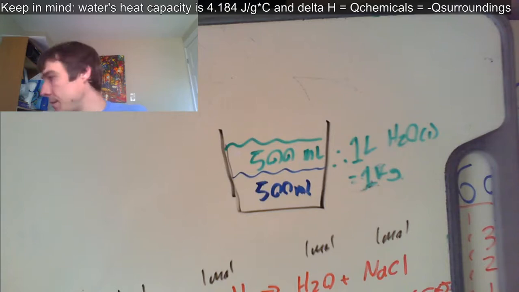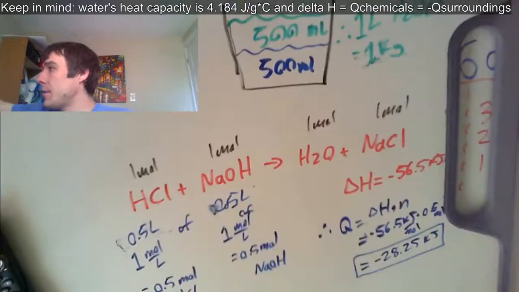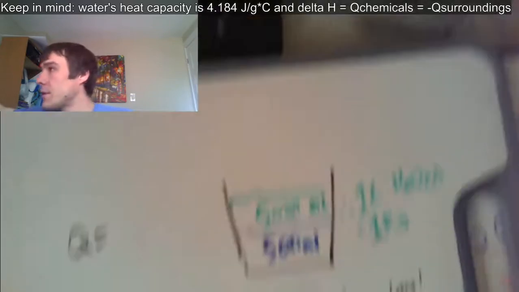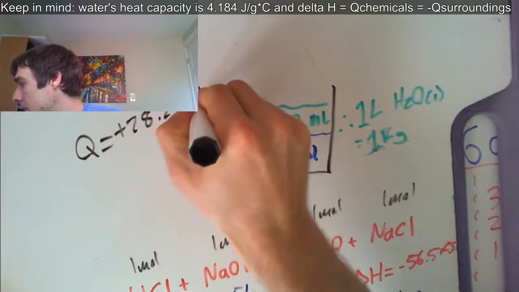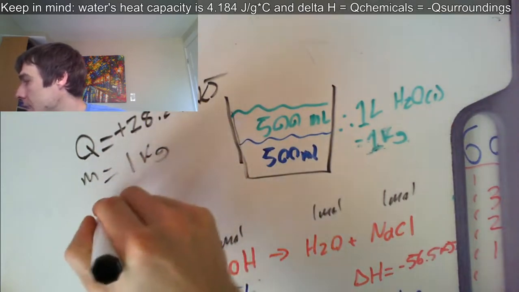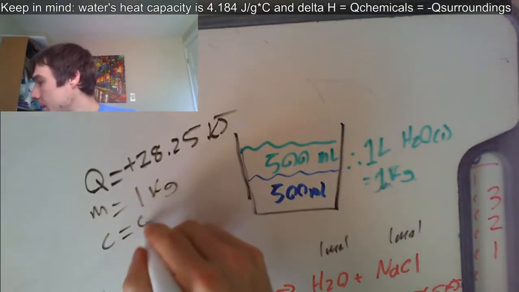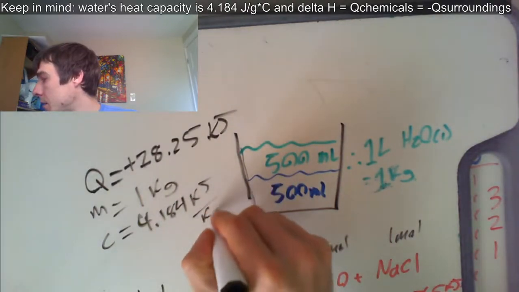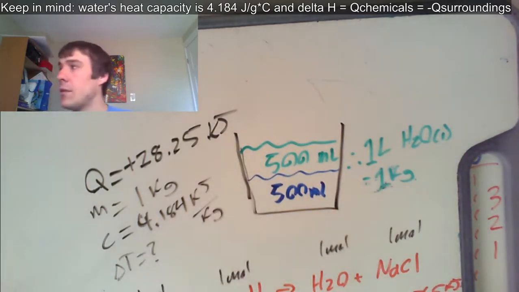So this gives us kind of everything we need. We know that Q was negative 28.25, but when they lose energy, the water must gain energy. So the water is going to gain plus 28.25 kilojoules of energy. The mass is 1 kilogram. The heat capacity, well, it's water. It's 4.184 joules per gram, or we can write 4.184 kilojoules per kilogram. The only thing we don't know here is delta T. What is delta T?